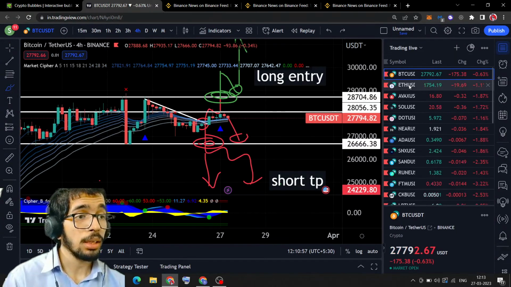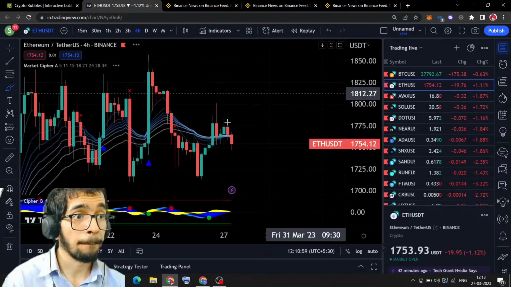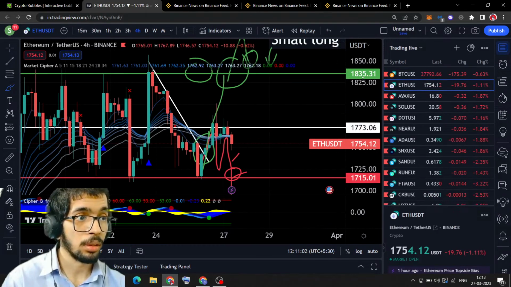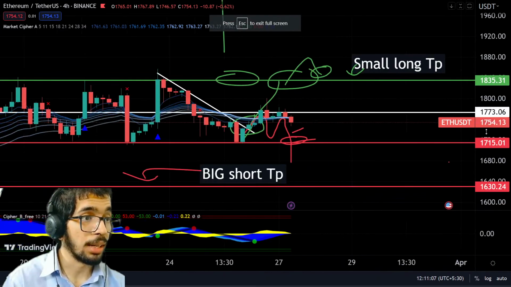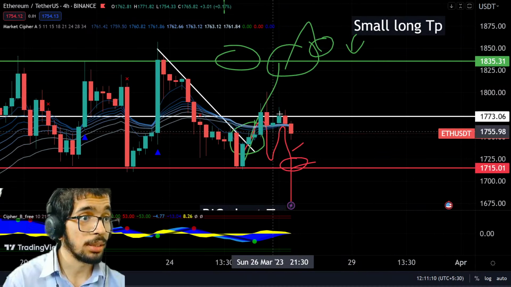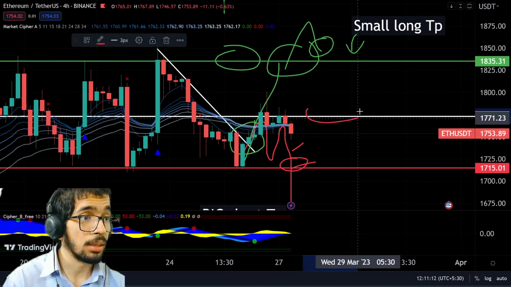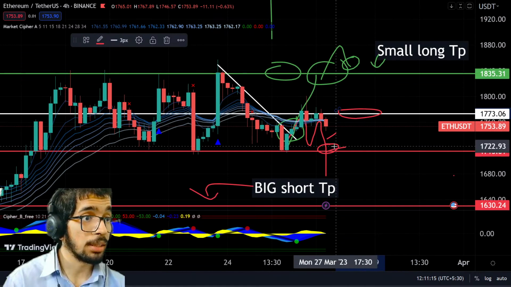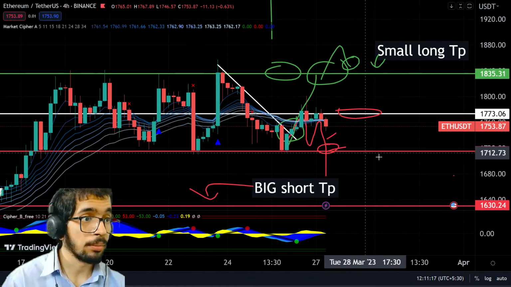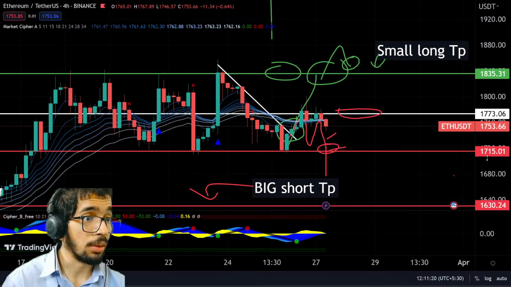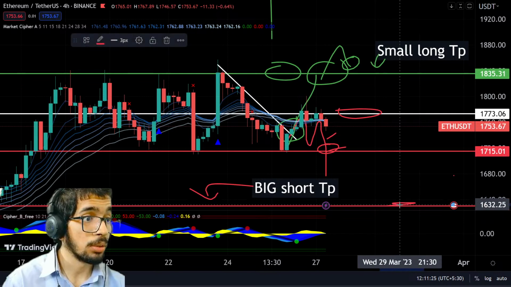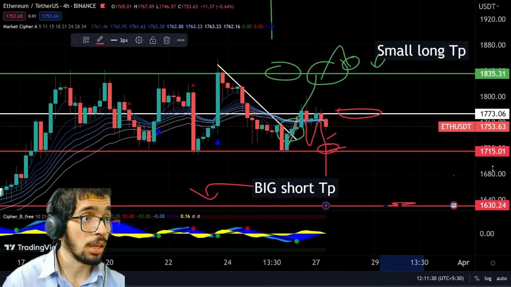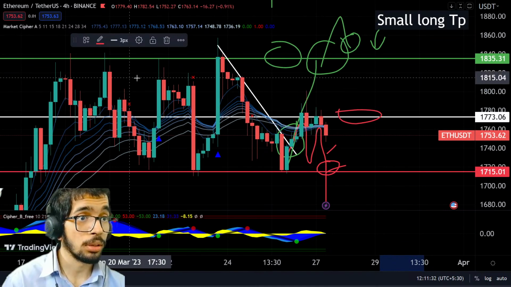Okay, so let's talk about the ETH chart. The ETH chart is the same as yesterday. It's just supporting this resistance. Yesterday I told you that this resistance is just supporting. So if it breaks this area around $1,715, then your big TP is around here. Okay, so that's for your ETH chart. 1,630 is your big short TP.